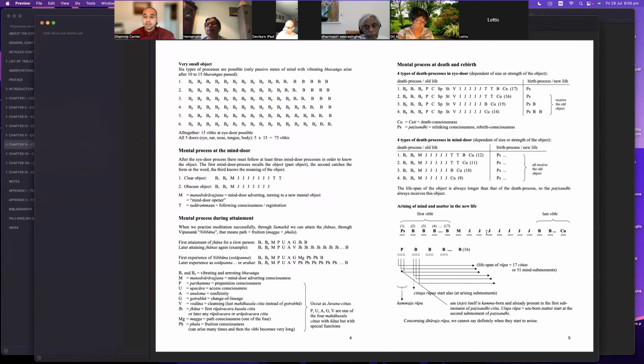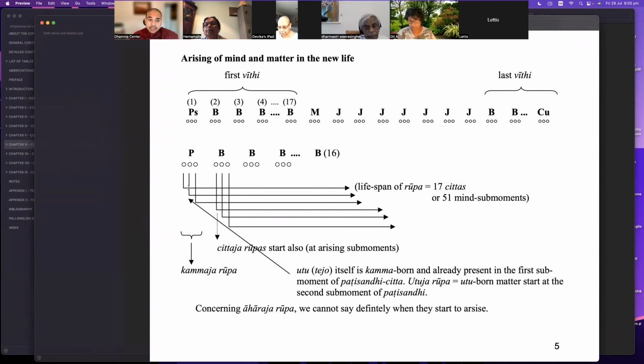Here we go. Now this process, can you see my screen? You can, right? This process, this Patisandhi Chitta, this is Kammaja. This inside, that's Utuja. And then the Chitta that arises afterwards. We find the backbone.